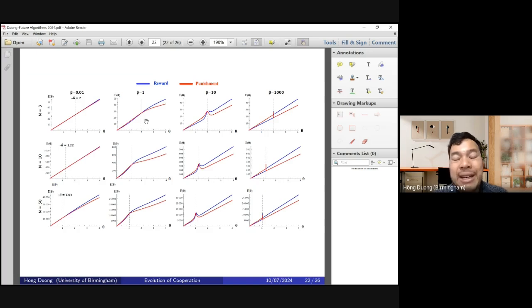But when there are sufficient cooperators, it is better to punish, because that is to maintain the level of cooperation in the population. So this figure demonstrates the second theorem that I showed earlier.